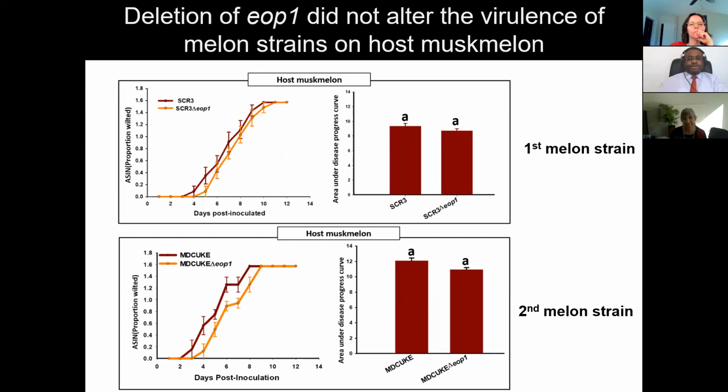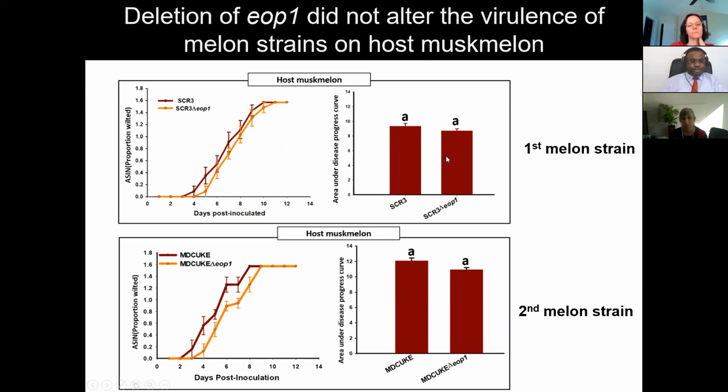Okay, so despite this high expression level, what we actually found out was that deleting EOP1 did not alter virulence at all on both clades, on both hosts. So what you're actually seeing on the left panel is the wilt progression, and on the right panel is the area under the disease progress curve for the same data. So this is the result from two melon strains.